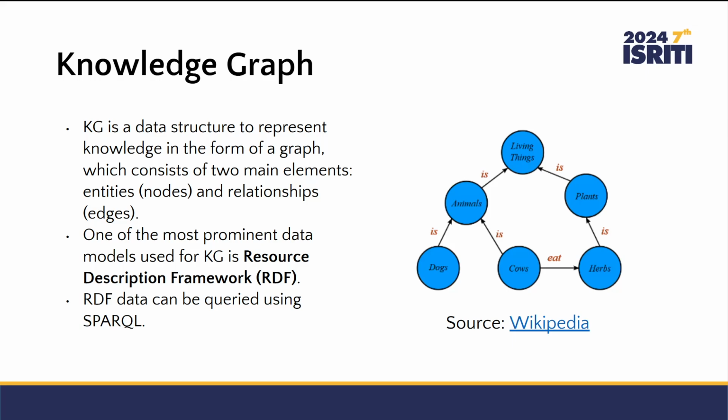If we were to represent the knowledge graph on the right side of the screen using the RDF format, it will be a set of triples, where each triple consists of a subject, predicate, and object. For example, dogs is a subject, is a predicate, and animals is an object. So there are 1, 2, 3, 4, 5, and 6 triples in this knowledge graph.